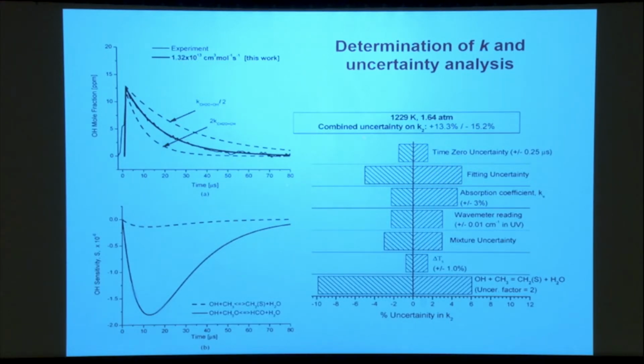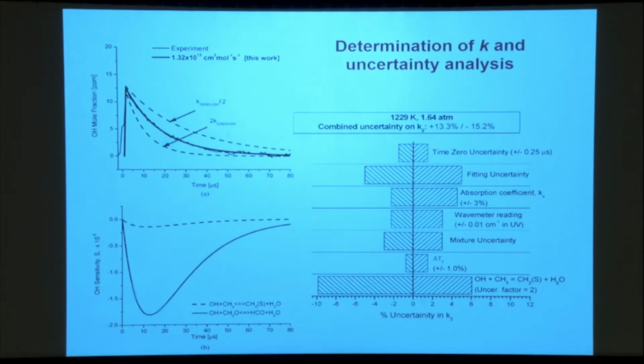And the various different contributions to that overall uncertainty are listed here. You can see that the major factor, which might give us up to about 10% of that error, is coming from the uncertainty in one of these secondary reactions. So in this case, OH plus CH3. If you assume in the model an uncertainty factor of 2 for this reaction, then that leads to a 10% uncertainty in the rate constant for the OH plus formaldehyde reaction.